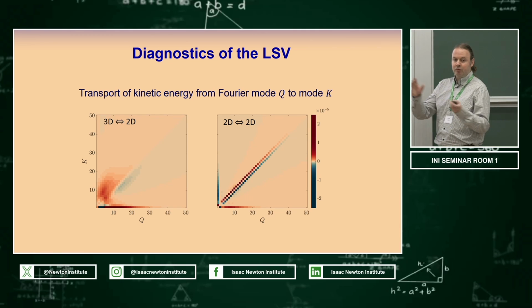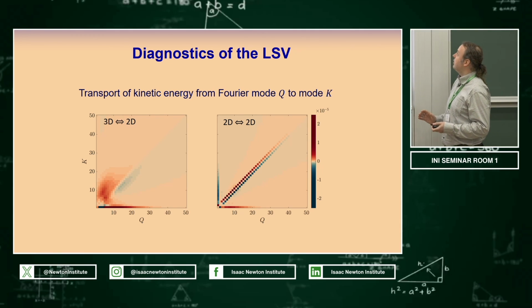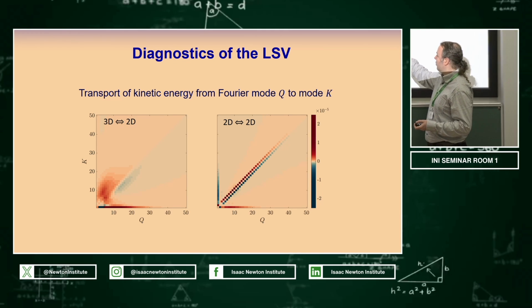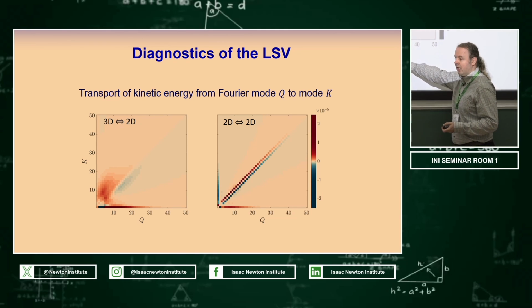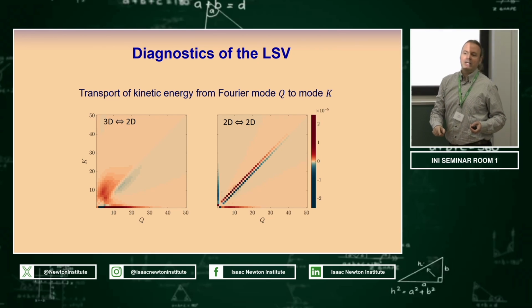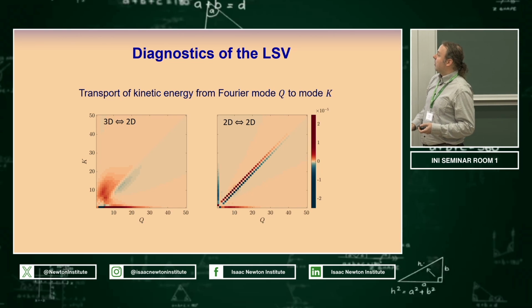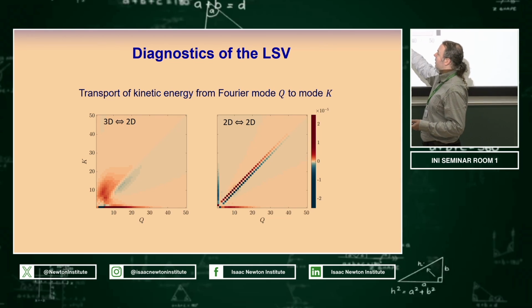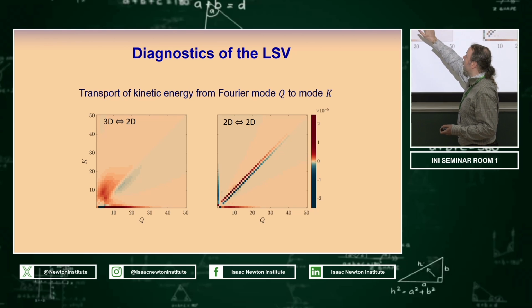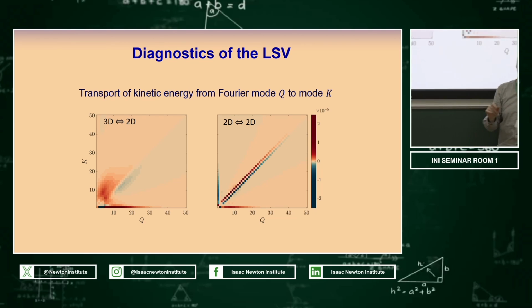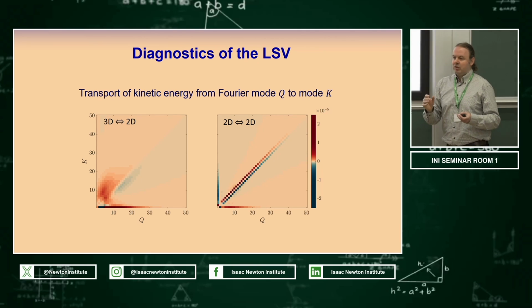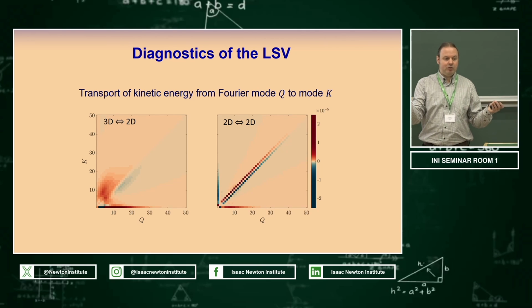Now, we can also look at this in a different way by looking at the energy transfer among these Fourier modes, presented here in these diagrams. These diagrams show the transfer of energy from a mode Q to a mode K, on the other axis. This is split up into the 2D and 3D situation, where this diagram considers the interactions between the 3D and the 2D component, while this one is the transfers within the 2D mode only.